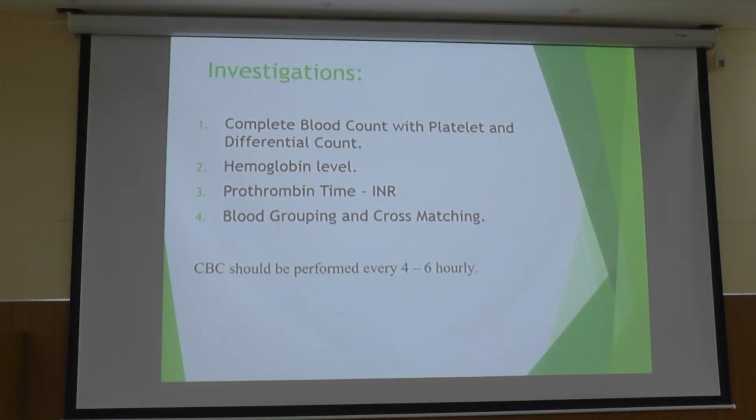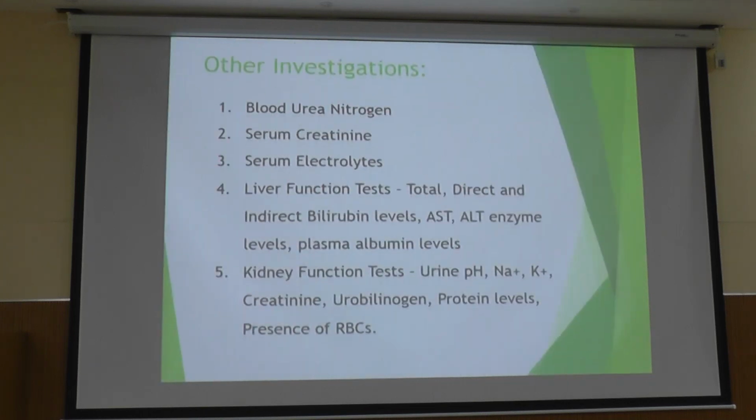Coming to the investigations, we take the complete blood count and we assess the hemoglobin level and prothrombin time. If the patient is on any anticoagulants, then we have to take this. The blood grouping and cross matching, if the patient presents with a lot of blood loss, we have to supply fluids or blood. So for that we have to take blood grouping and cross matching. The other investigations are blood urea nitrogen, serum creatinine, serum electrolytes. These are important for the GBS scale that we are taking. It will come later.